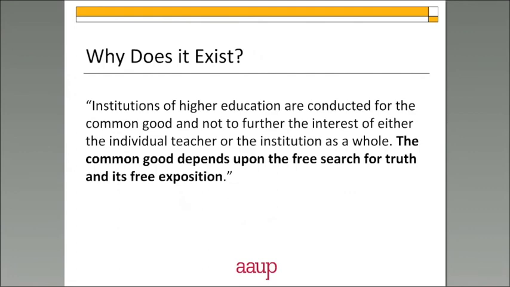It is important to recognize why there should be such a thing as academic freedom. This quote is from the 1940 Statement of Principles, which is the central policy statement of the AAUP on academic freedom and tenure. It was jointly formulated between the AAUP and what is now the AAC&U and has been endorsed by more than 250 scholarly and educational groups. It says that institutions of higher education are conducted for the common good and not to further the interest of either the individual teacher or the institution as a whole. And the common good depends upon the free search for truth and its free exposition.